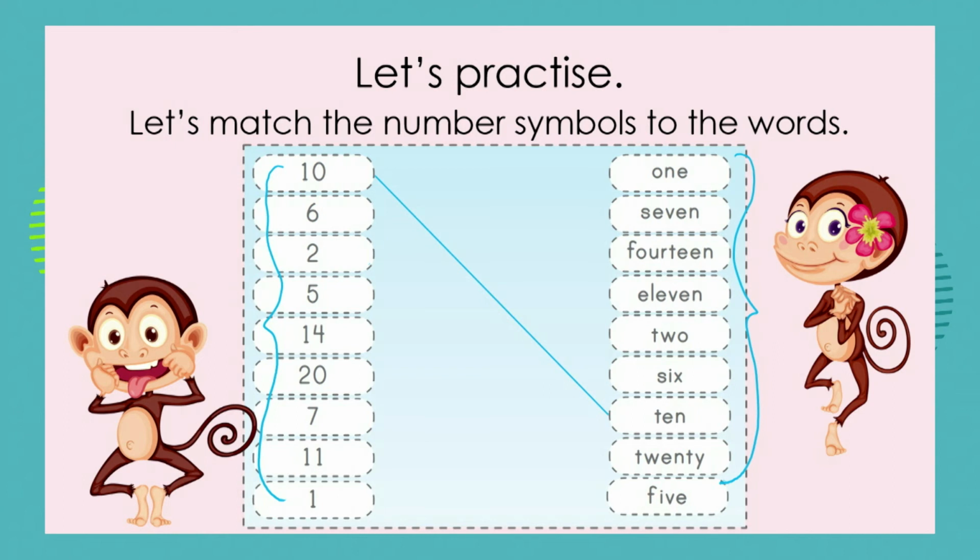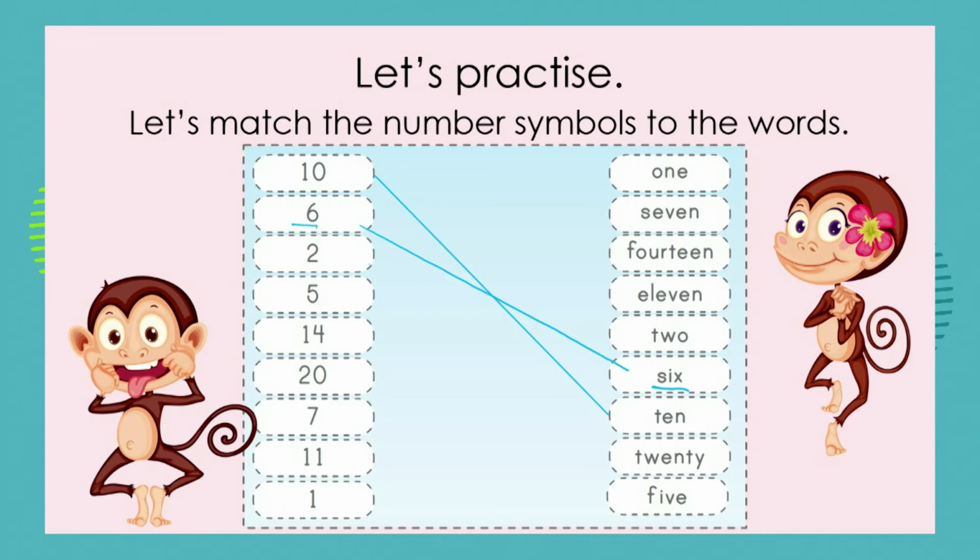Let's look at the next number. So the next number is number 6. So we have to look on the right-hand side for the number name 6. Can you see it? Very good. I can see it over here. So we are going to draw a line to join them. Let's have a look at the next one.